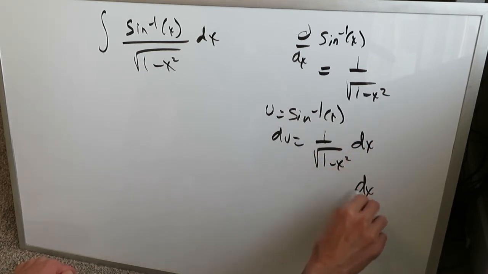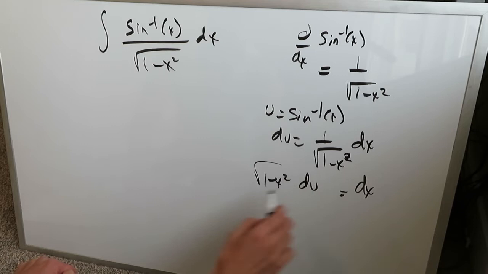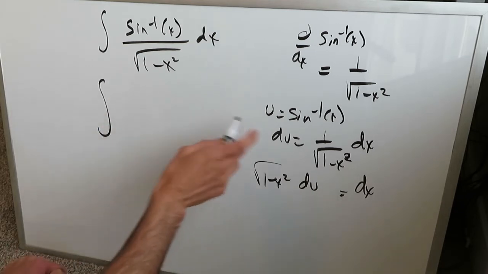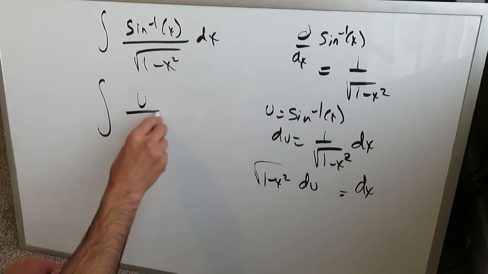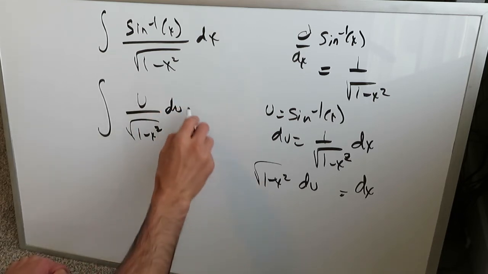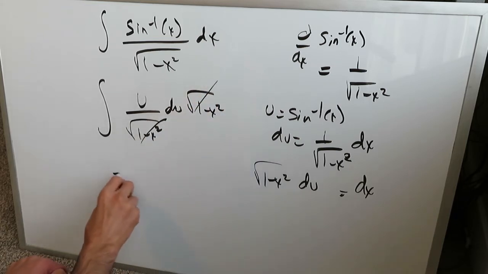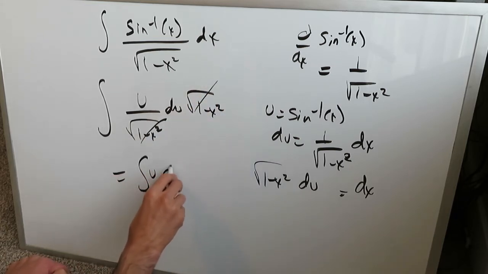And then dx is equal to this, multiplying up here, you have square root of 1 minus x squared du. And you come over here, you substitute u over square root of 1 minus x squared, and then du multiplied by this square root of 1 minus x squared. These cancel out. You basically are just left with u du.